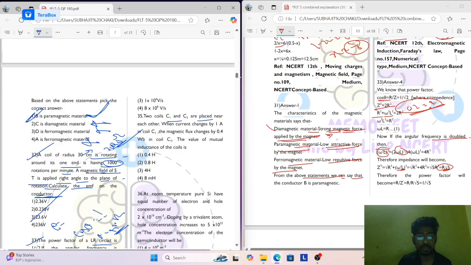Two coils C1 and C2 are placed near each other. The current changes by 1 ampere in coil C1 and the magnetic flux changes by 0.4 in coil C2. Find the value of mutual inductance. Mutual inductance formula is root over L1 into L2.